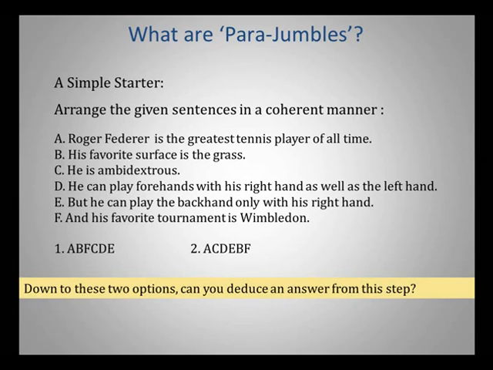Let's look at B part. His favorite surface is the grass. His refers to Roger Federer. Let's see, is there any other statement which is talking about something which is favorite? Yes, it's there in F. Look at F part. And his favorite tournament is Wimbledon. So B and F together make sense. B and F make a pair together. BF should come together. That's one pair. Let's see which is the other pair that can be formed here. Looking at C part, he is ambidextrous. Do you understand who's ambidextrous?